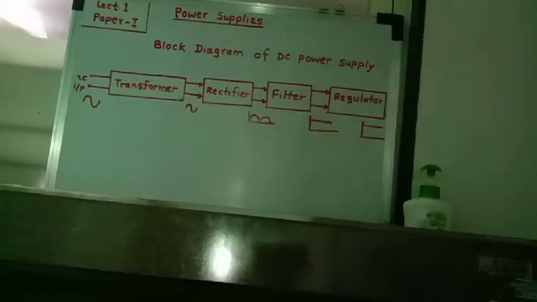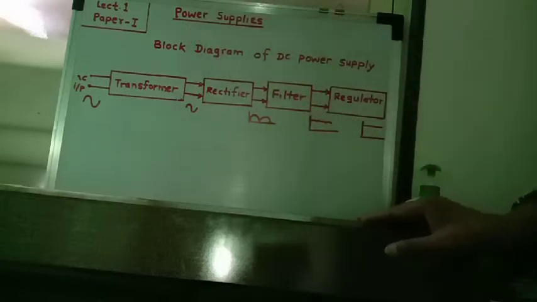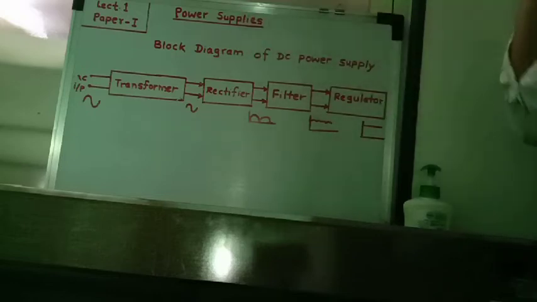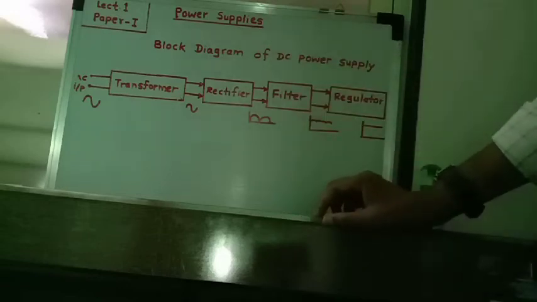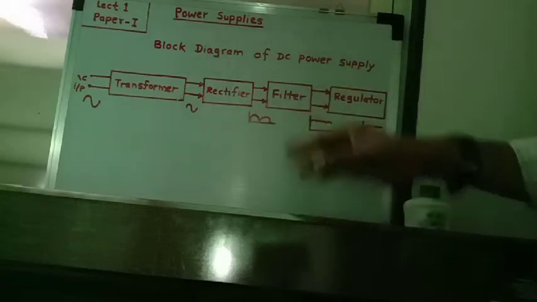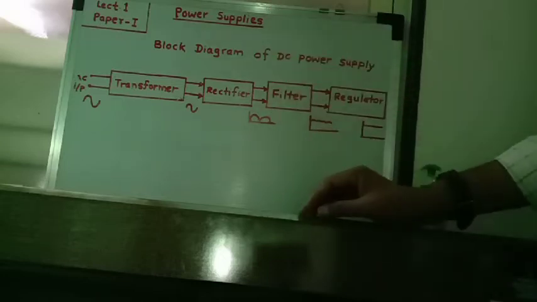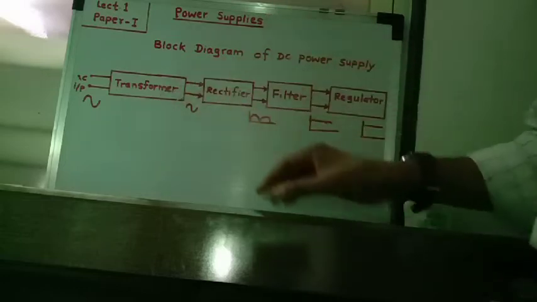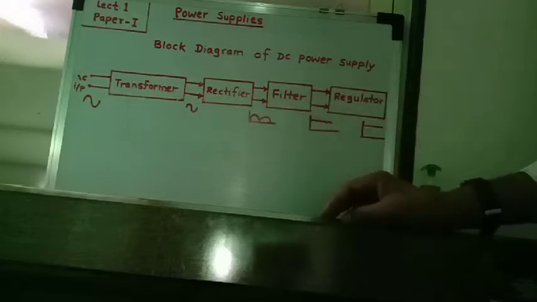Hello students, today we are going to start a new topic: power supplies, DC power supplies. In paper first, topic number 2, DC power supplies. DC power supplies provide a DC output voltage, just like a battery. These DC power supplies consist of a transformer, rectifier, filter and regulator circuits.